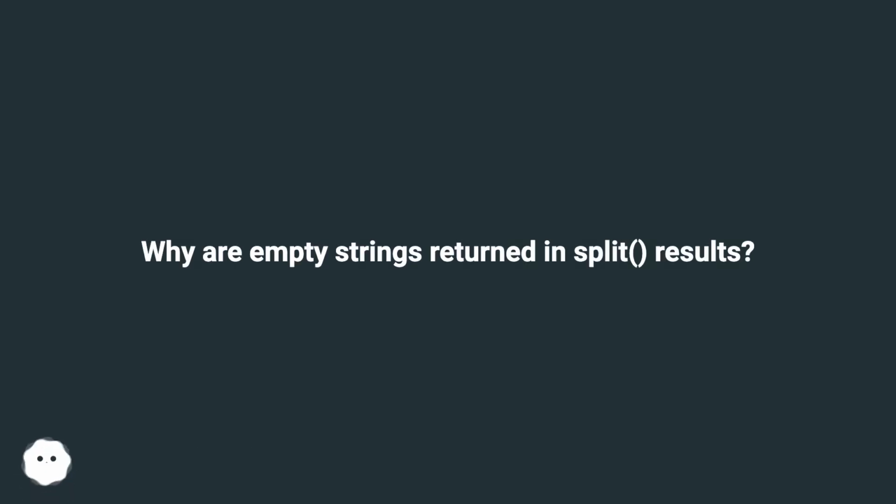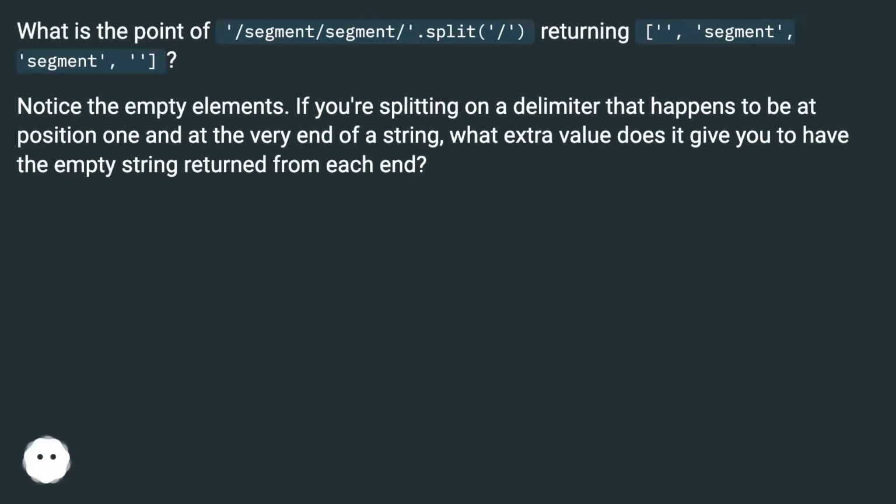Why are empty strings returned in split results? What is the point of '/segment/segment/'.split('/') returning ['', 'segment', 'segment', '']? Notice the empty elements. If you're splitting on a delimiter that happens to be at position 1 and at the very end of a string, what extra value does it give you to have the empty string returned from each end?